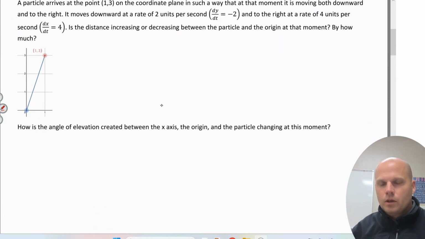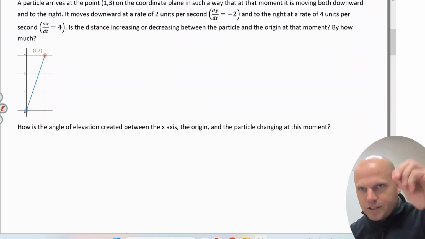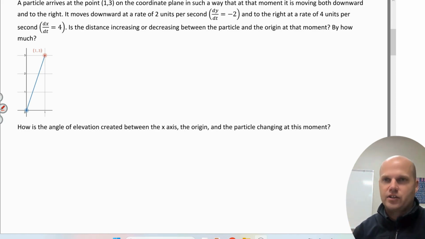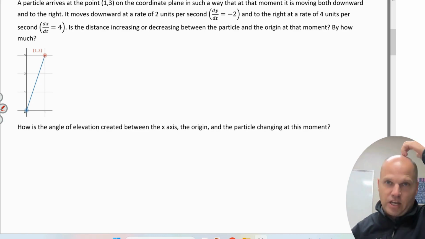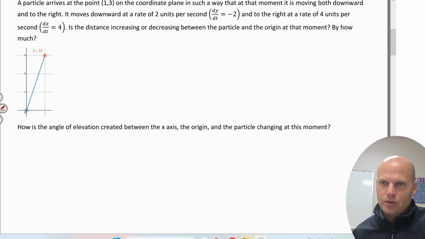Okay. Cool. Same situation, just a little bit different. Again, this is very much like what you'd see for your test. Our particle, our dot, is probably moving along an implicit curve. And then I'm going to say the dot's going to stop here, and all of a sudden it's going to change directions. So it arrives on the point (1,3) in such a way that it starts moving downward and to the right. It moves downward at a rate of 2 units per second. Knowing that, I know my y distance is decreasing, and I'll do this for the test as well: dy dt is -2. And to the right at a rate of 4 units per second. So since it's moving to the right, the x distance is increasing.